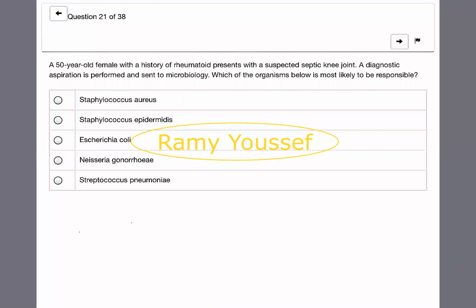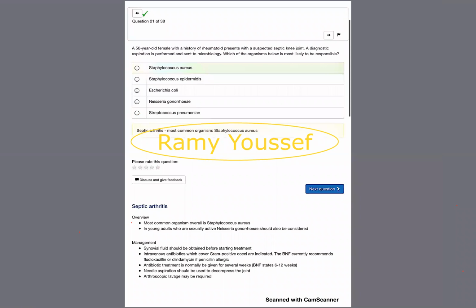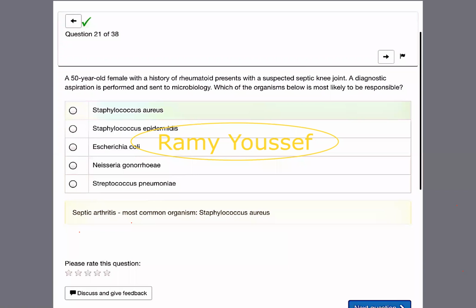Next question, Dr. Ali. A 50-year-old female with a history of rheumatoid arthritis presents with a suspected septic knee joint. Diagnostic exploration is performed and sent to microbiology. Which of the organisms below is most likely to be responsible? Staphylococcus aureus, Staphylococcus epidermidis, Escherichia coli, Neisseria gonorrhoeae, Streptococcus pneumoniae. I'm going with Staph aureus. Okay. Septic arthritis or any abscess or infection, it is simply Staph aureus, and Staph aureus otherwise.